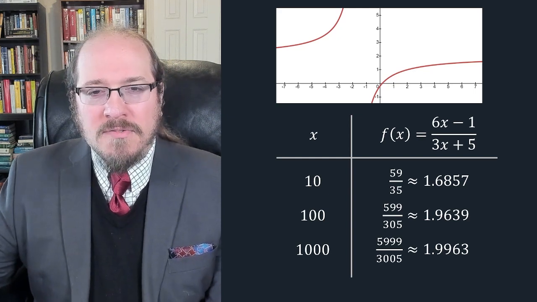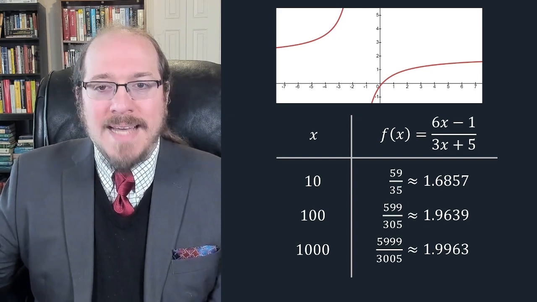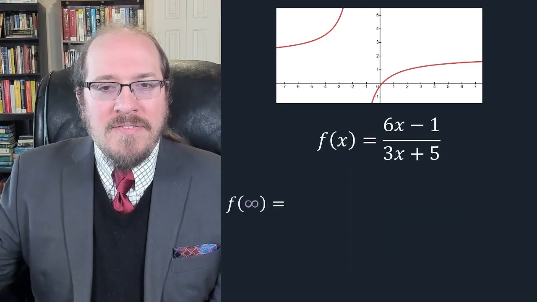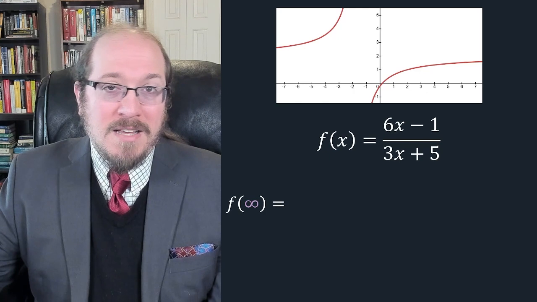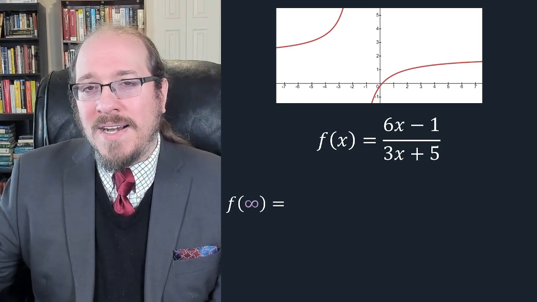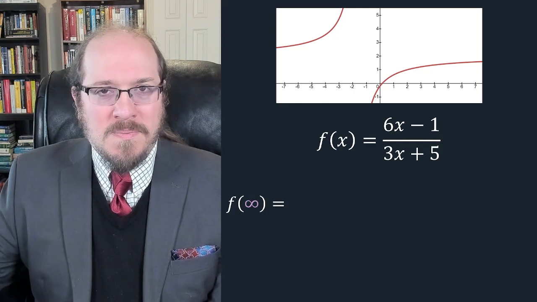But how can we know for sure that that's the limit as x approaches infinity? Well, maybe we could try plugging in infinity into the top and bottom. Not a bad idea maybe, but this is one of those places where using infinity as a number can lead to some problems.